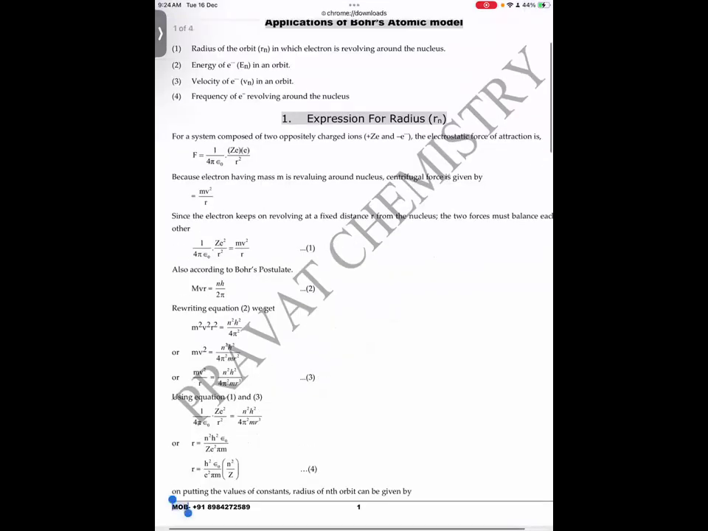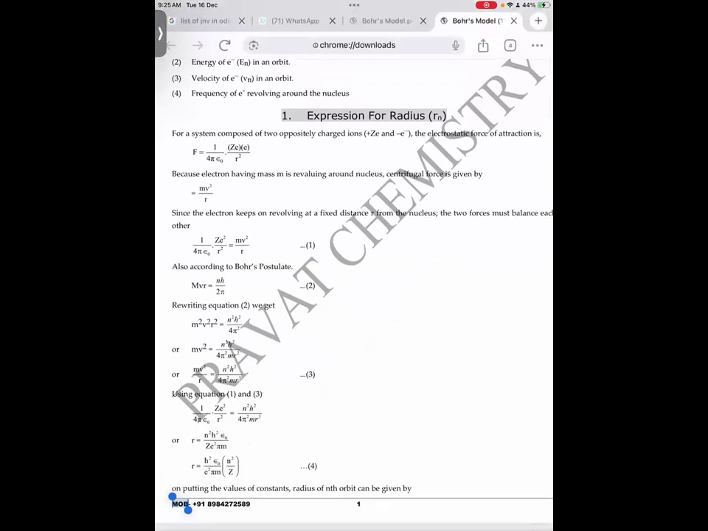Now we know from the postulate of Bohr's atom model that angular momentum is an integral multiple of h by 2 pi. So angular momentum mvr equals nh upon 2 pi. Squaring both sides, m square v square into r square equals n square h square divided by 4 pi square. And mv square, we will arrange on both sides.